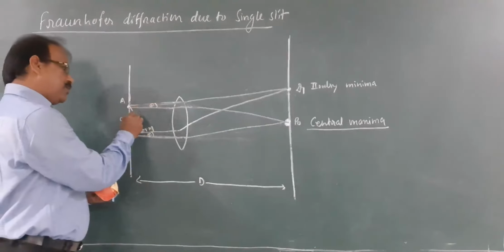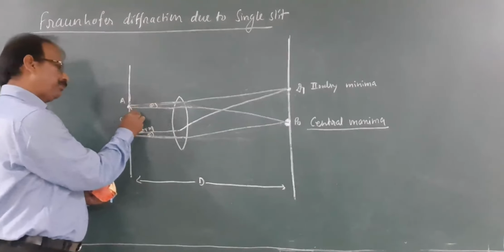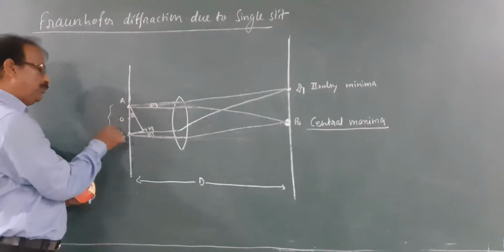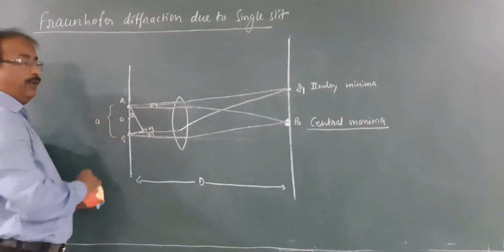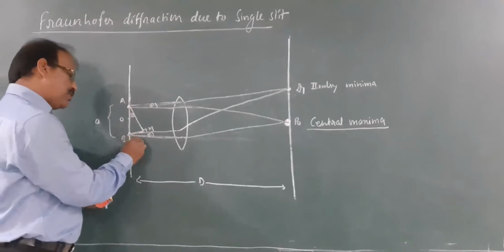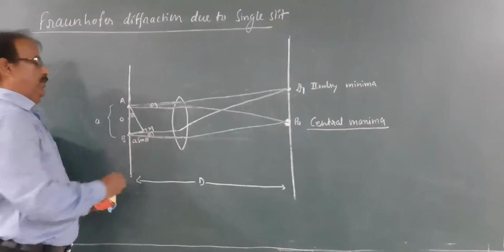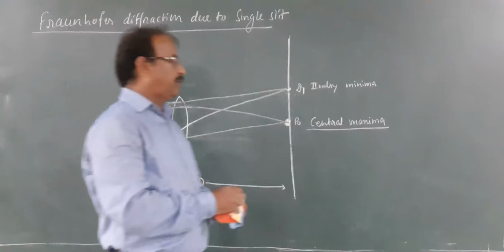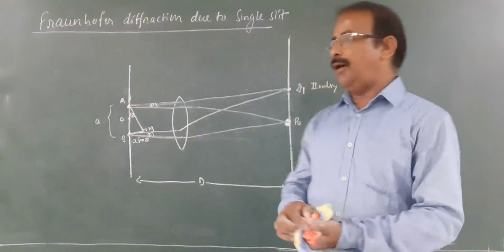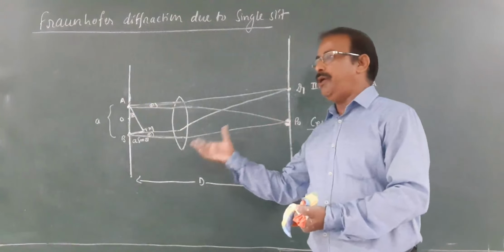This angle also comes equal to theta. A is the width of this slit. You get this path difference as A sin theta. How much is the path difference between the 2 waves that come at point T1? It is A sin theta.